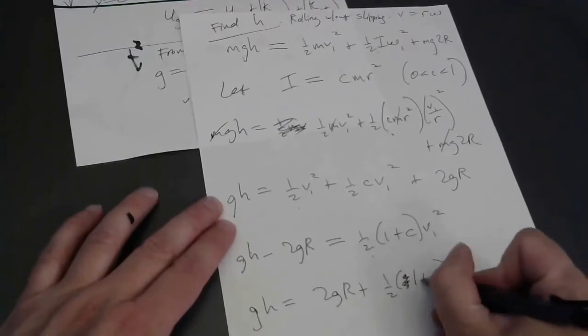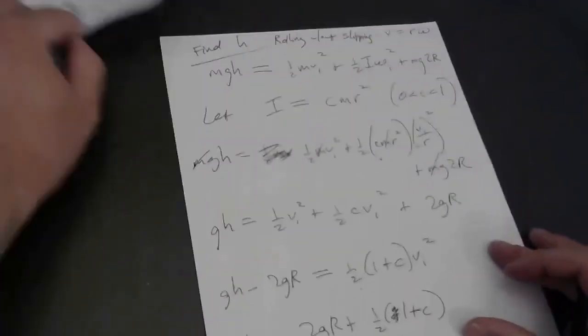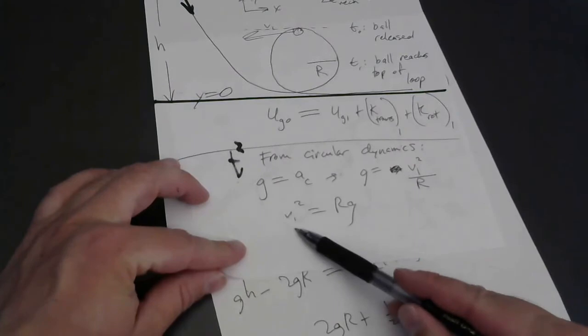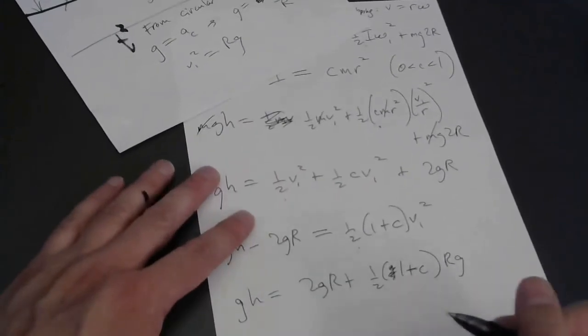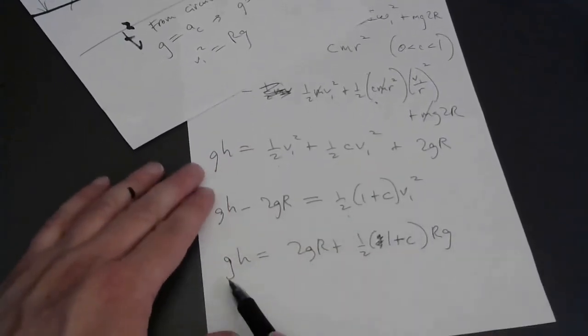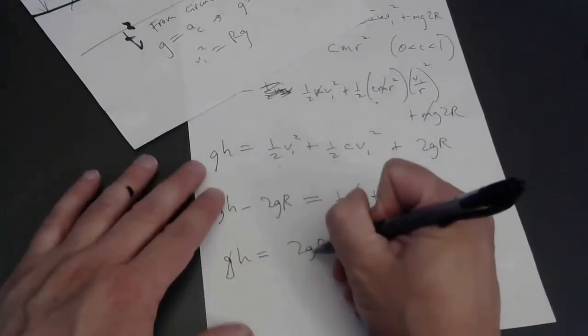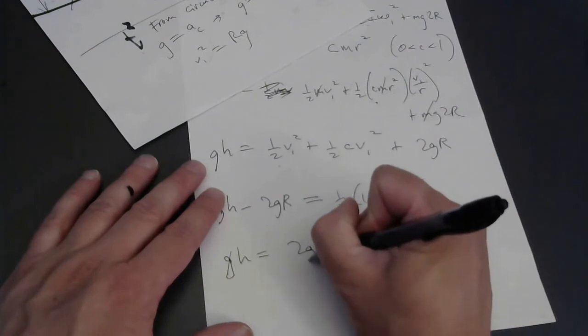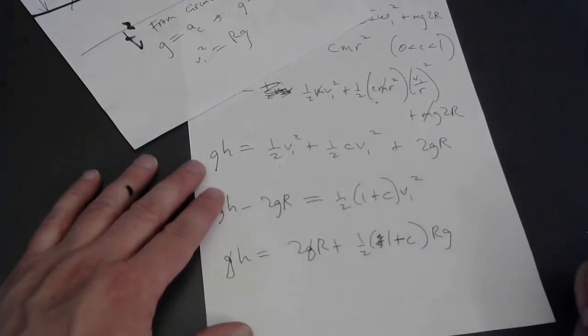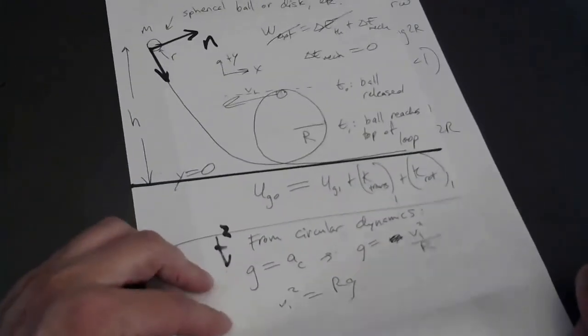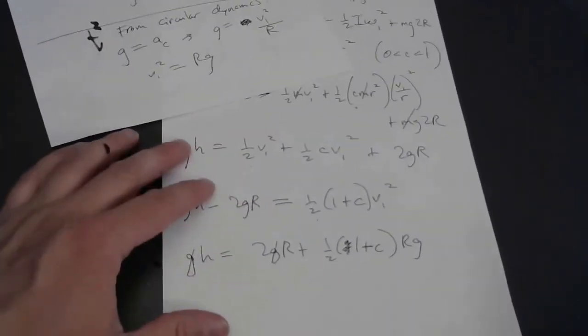1 plus C. And here's where we can invoke the result from the dynamical part of the problem. The square of the speed at the top of that loop has to be RG. Aha. All right, and then we can make a further simplification. G appears in all three terms. That's gone too. So this result does not depend on whether you're on planet Earth or the moon or a place with no gravity. Well, that's silly, because if there was no gravity, this thing would not fall down the track to begin with. So there has to be some gravity.